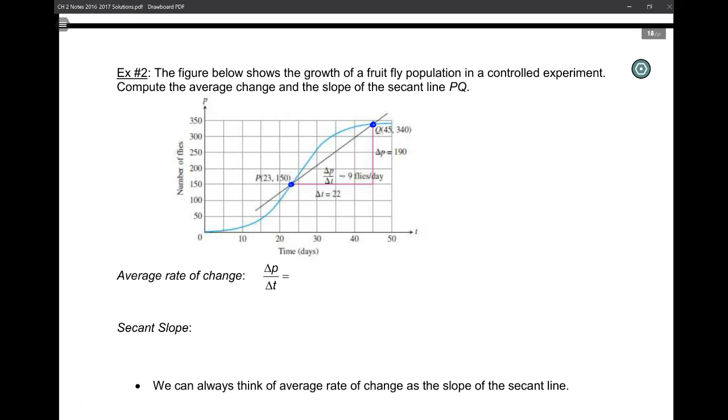change in time. And just kind of ignore that it says it here. Let's just write it out. What's that look like? It's 340 minus 150 over 45 minus 23. I don't like that they rounded to 9. Let's go to maybe a little bit more decimal places to begin with. So if you have your calculator, what does that come out to? 8.636. And they rounded it to 9 flies per day.